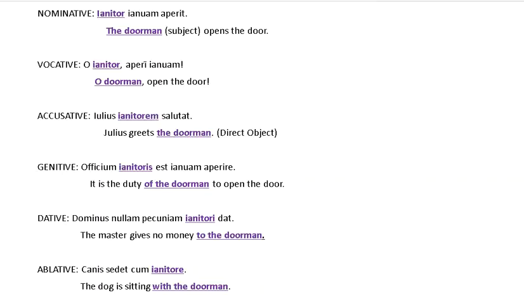In the genitive, you could say officium janitoris, there you have your genitive ending, est januam aperire. It is the duty of the doorman to open the door. Note that genitive you'll use of. The dative, dominus nullam pecuniam janitori dat. You notice here the master gives no money to the doorman. And then in the ablative, canis sedet cum janitore. There, your ablative ending indicates the dog is sitting with the doorman.